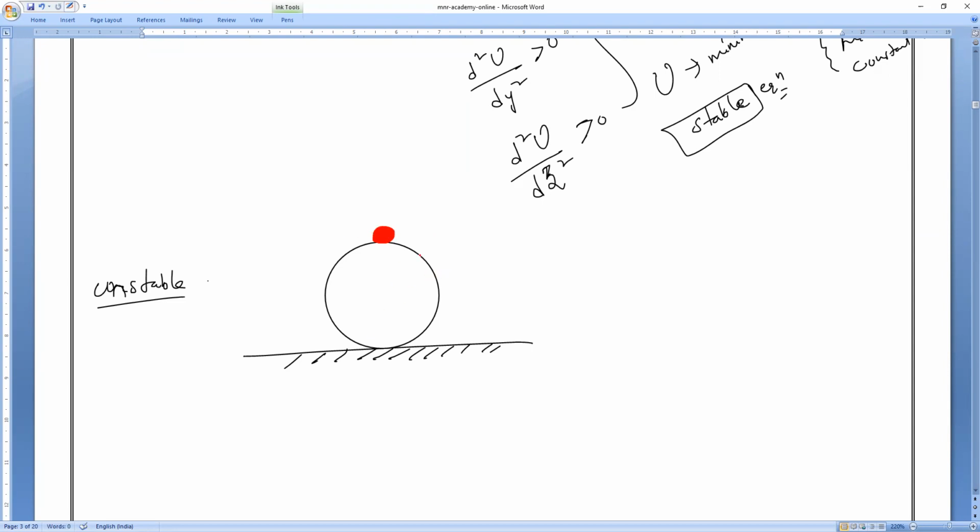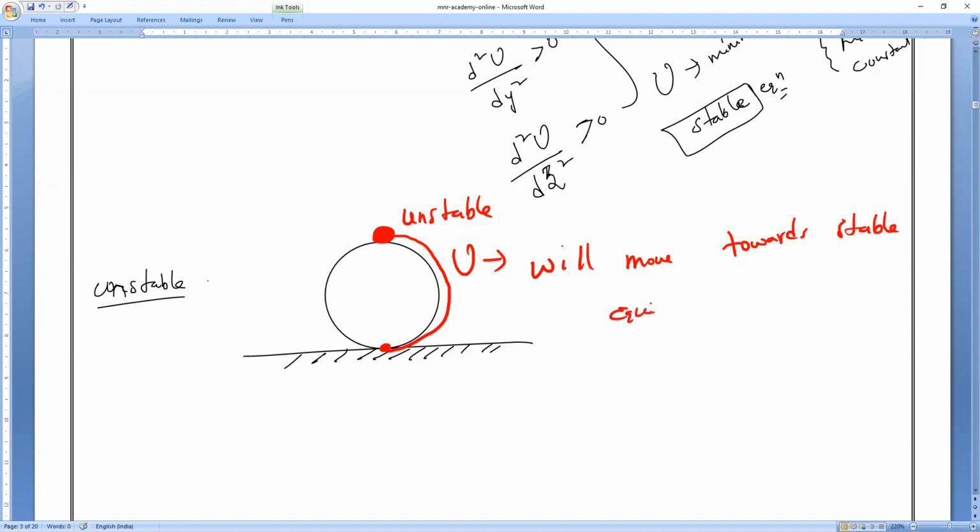No, sir. What will happen to this one? It will directly come down and attain the ground. What do we call that? This is unstable. Unstable, so it will move to where? It will always move towards, since u is maximum, the stable equilibrium position. Am I right or wrong, everybody?